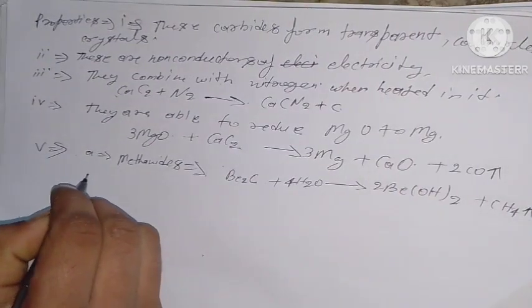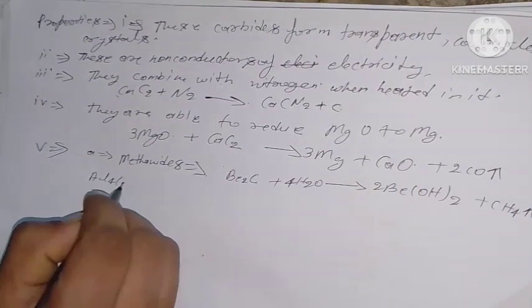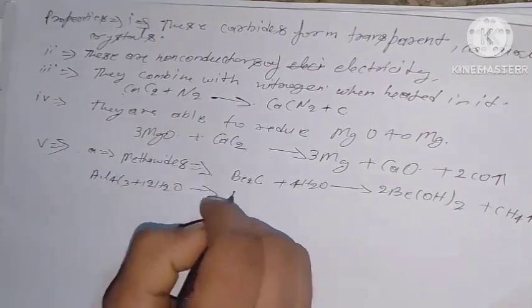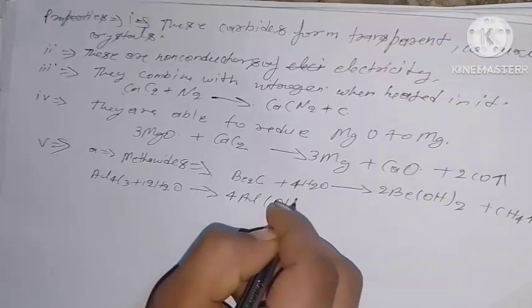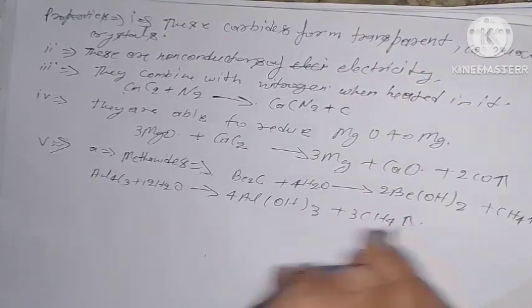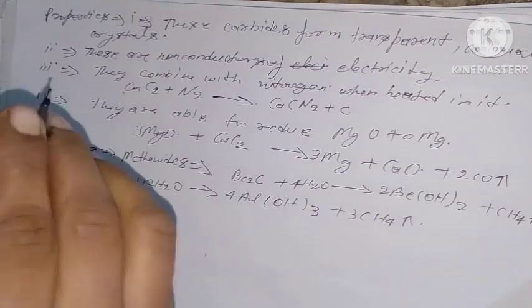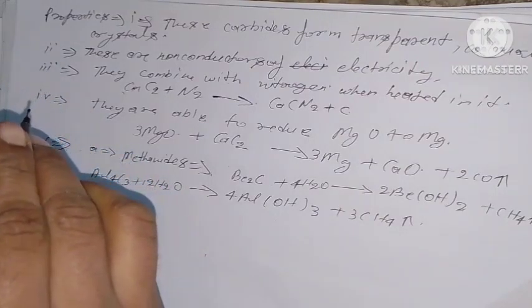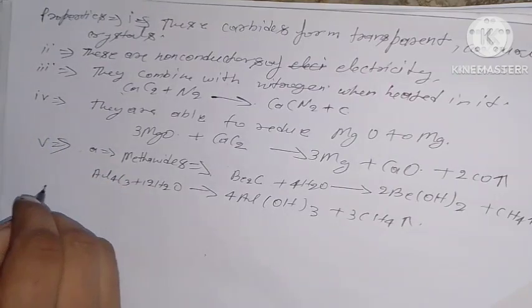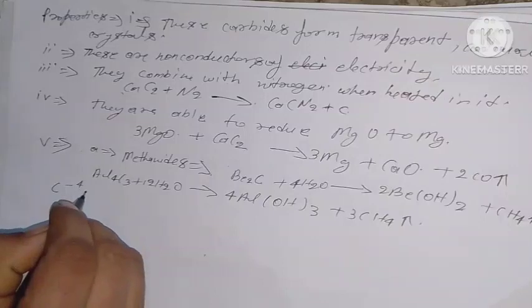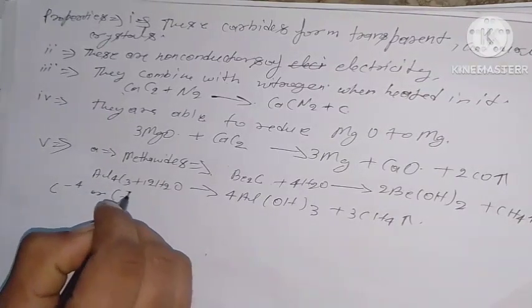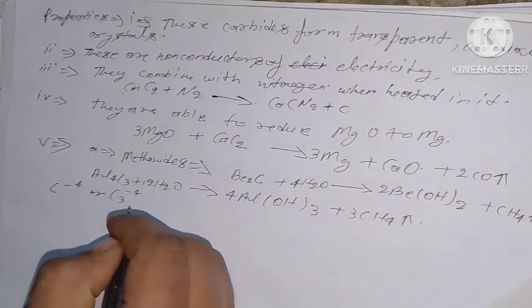And Al4C3 plus 12H2O makes 4Al(OH)3 plus 3CH4. These carbides contain C4- ions, or C3 4- ions, groups.